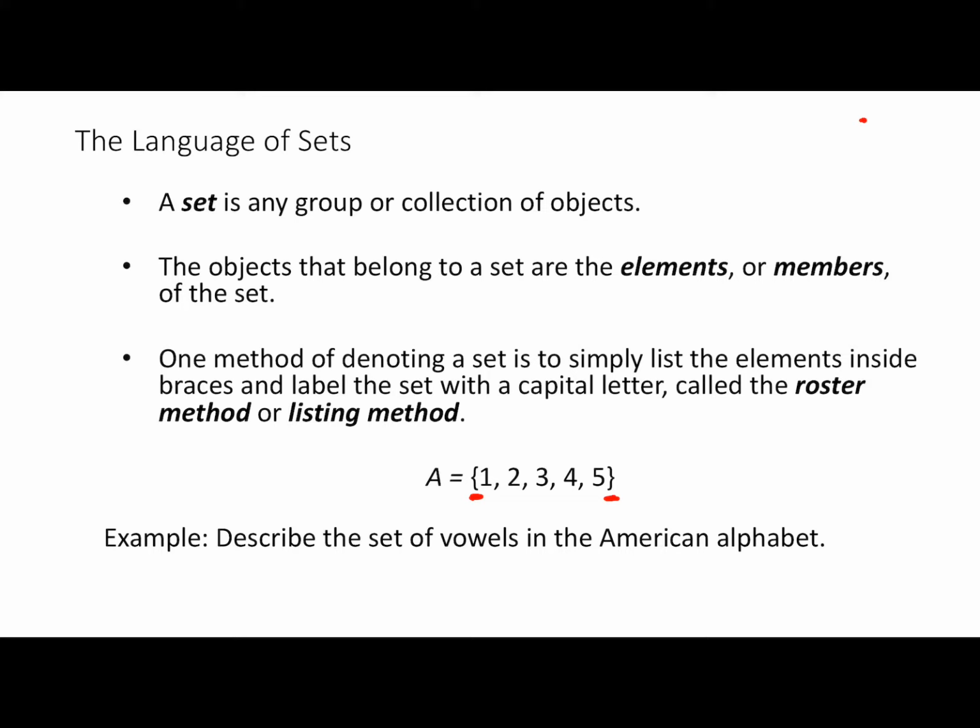Here we have the set A equal to {1, 2, 3, 4, 5}. So for example, 1 is an element of the set A. 6 is not an element of the set A.